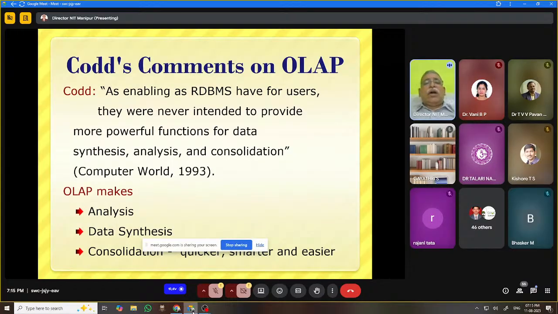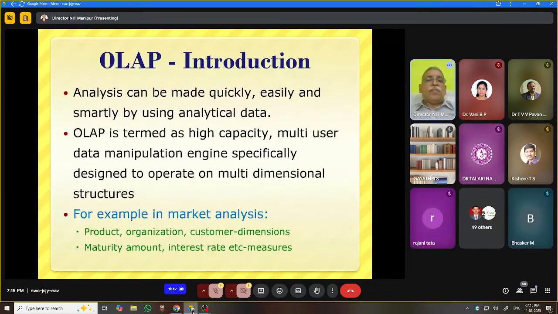When he developed Codd's rules in those days, they were never intended for providing more powerful functions, data synthesis, and data consolidation facilities. But today, because of the technology, the rapid growth in changes, and the greater availability of data, OLAP makes synthesis, analysis, and data consolidation quicker, smarter, and easier. So this was the comment given in 1993 by Codd when they invented this OLAP system.